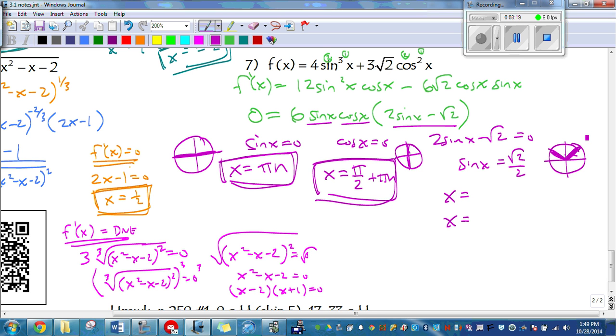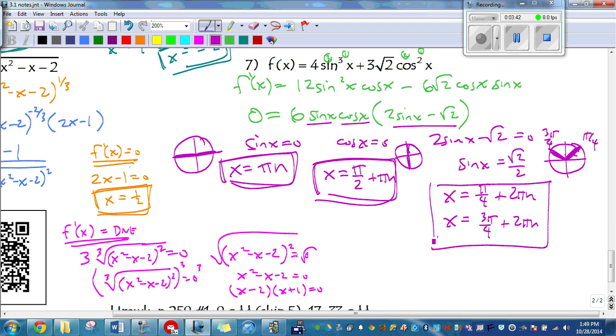So we've got pi over 4 plus all the coterminal angles with that, so we'd have plus 2 pi n. Right? Add 2 pi to get to another one, add 2 pi, and so on. And then also 3 pi over 4 plus 2 pi n. Right? This angle and all of its coterminal angles. So this accounts for all of our critical values.